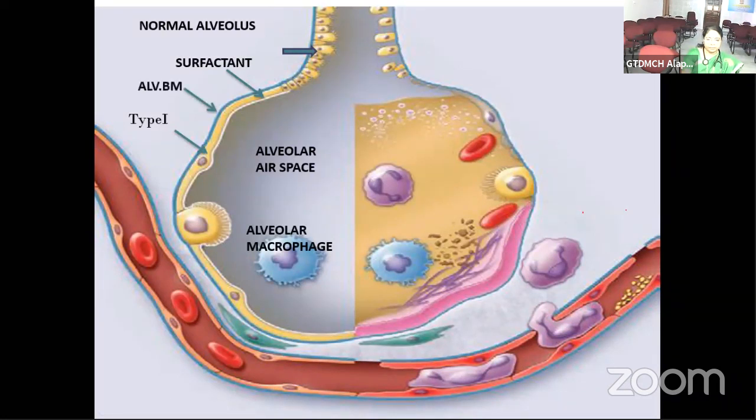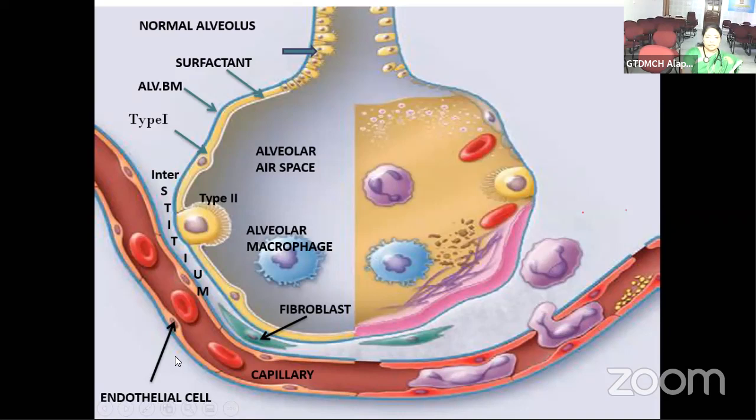And this is the type 2 pneumocyte, which secretes the surfactant. This is the fibroblast. Here, this is the interstitium, and this is the capillary and capillary endothelial cell. So you see the cells are tightly packed together. There is no gap between the alveolar epithelial cells or the capillary endothelial cells.